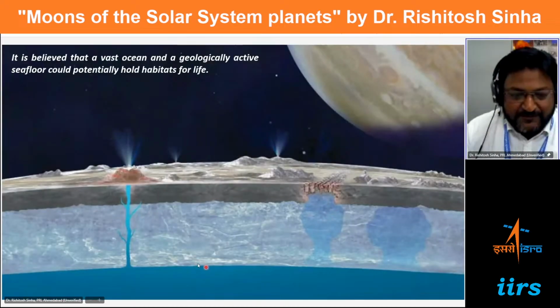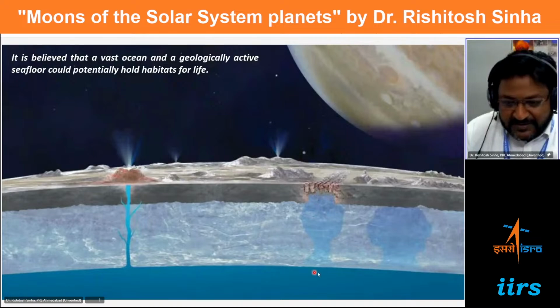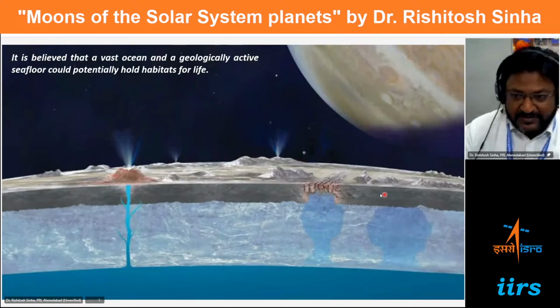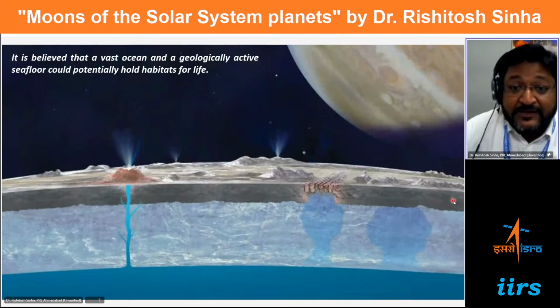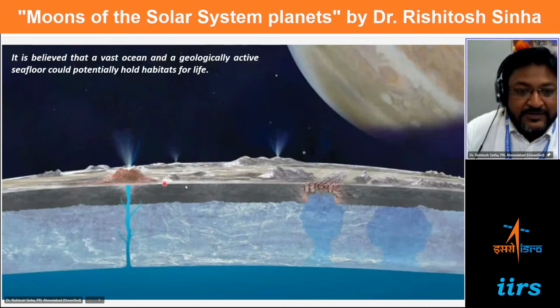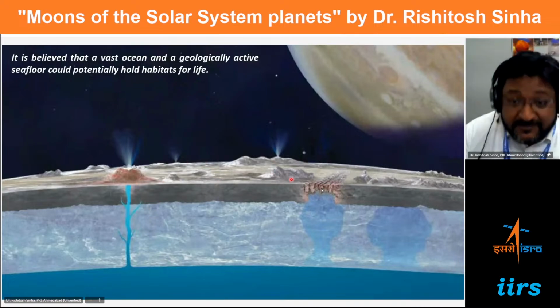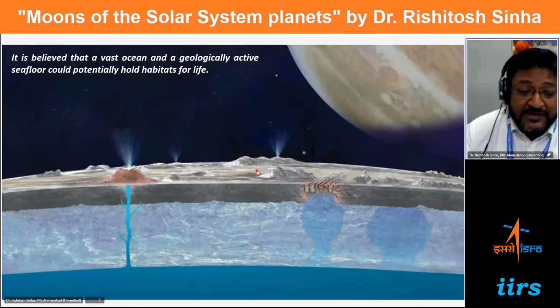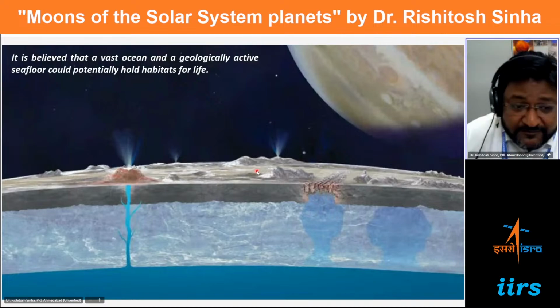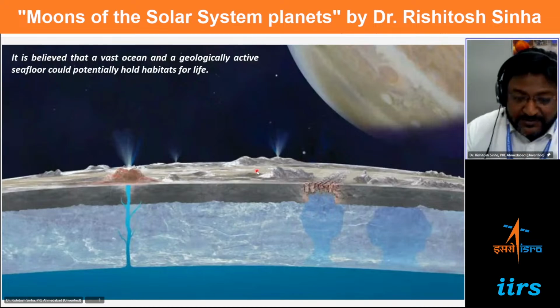So this is just one example. Here you see the water is oozing out of the fractures that are there on the surface. So if such a situation is there on Europa, can we think of having a sort of base on the surface of Europa where humans can survive, mankind can survive? That's why these moons attract a lot of interest when we talk about exploring the possibility of having potential life on moons other than Earth.